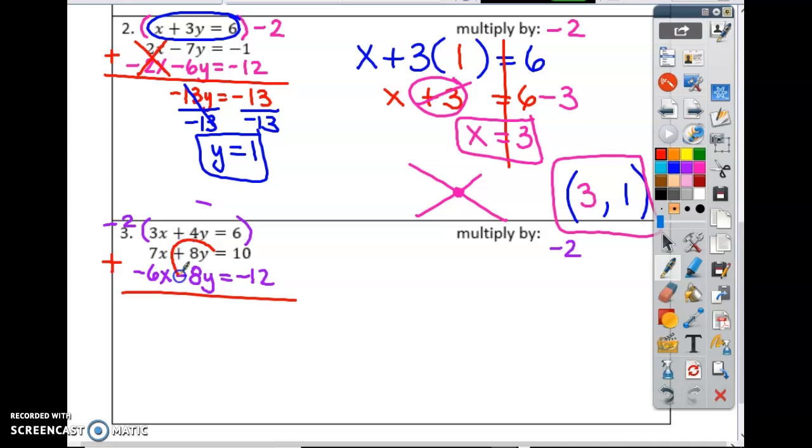my 8s are going to cancel. They eliminate. They have to be the same number. That's why I'm multiplying. Okay? So what's 7 plus negative 6? 1x. 1x equals, what's 10 plus negative 12? Negative 2, and I'm done. That's my x. So my solution where they're going to cross, my x is going to be a negative 2.